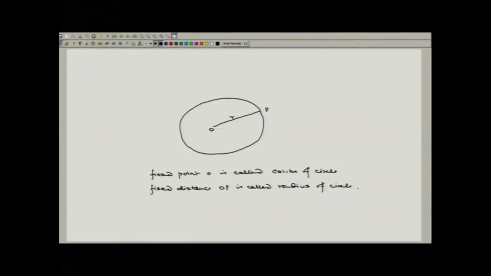And if we join this O to the point just opposite to P, that is say P dash, then this PP dash is called the diameter of the circle. So, PP dash equals 2 OP. This implies diameter is equal to 2 into radius.